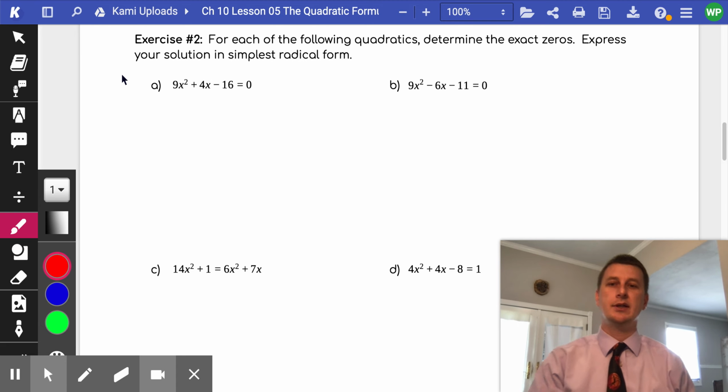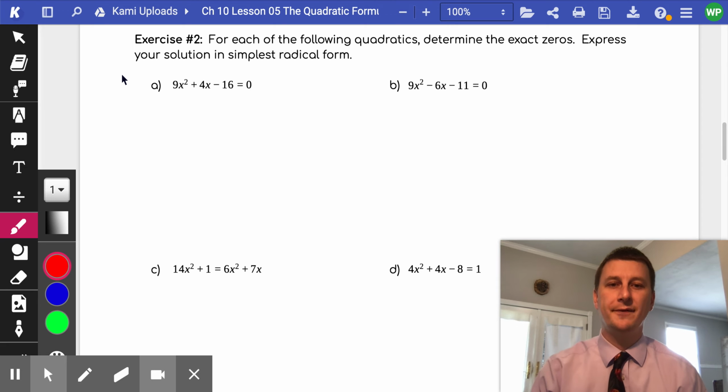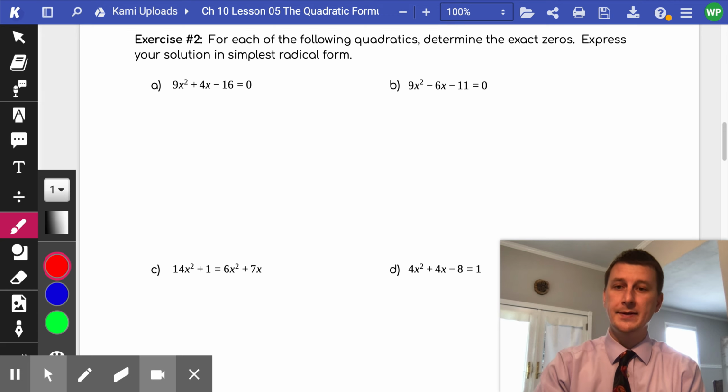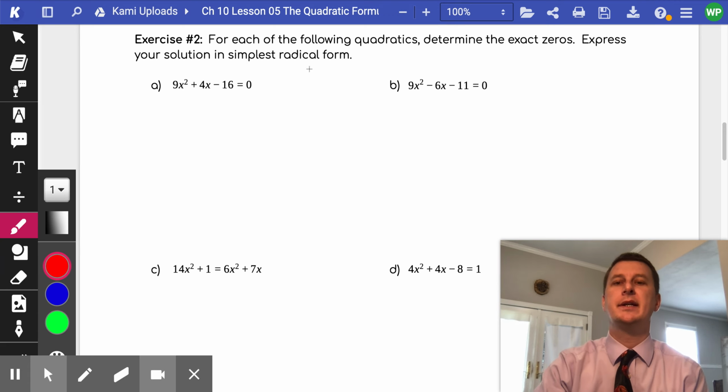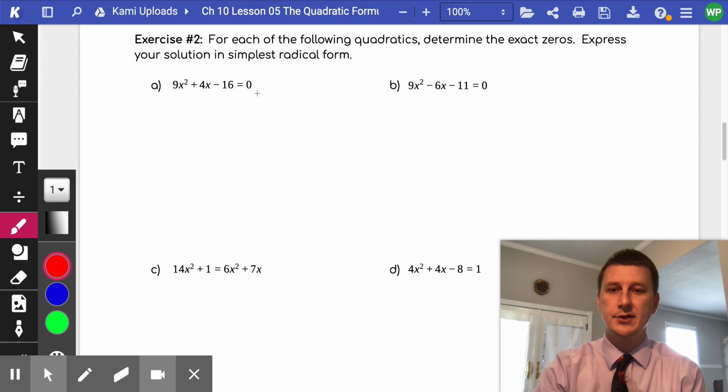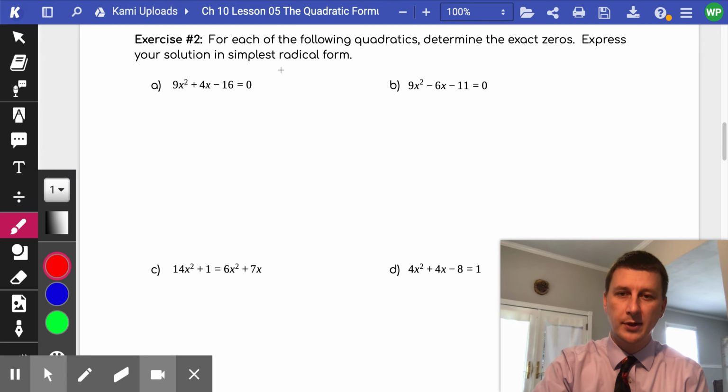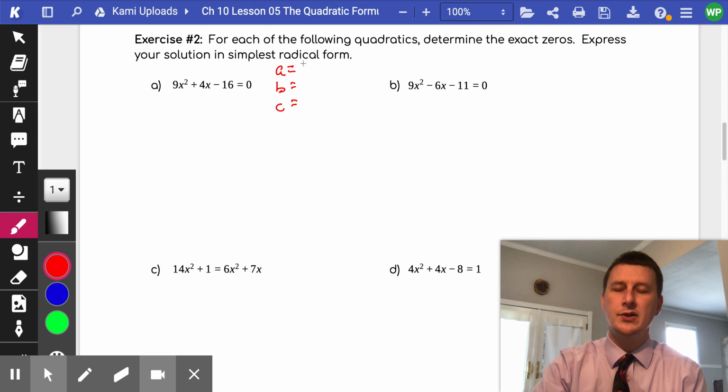So this video is just going to be part A right here, and we're going to see how this one is going to be a little bit different than the previous 4 exercises that we've done in exercise number 1. Okay, so let's take a look at part A, and it says 9x squared plus 4x minus 16 equals 0. And that's nice that this already equals 0, because now we could jump right into solving, and we could list out our A value, our B value, and our C value. So the A value is going to be 9, our B value is going to be 4, and our C value will be negative 16.